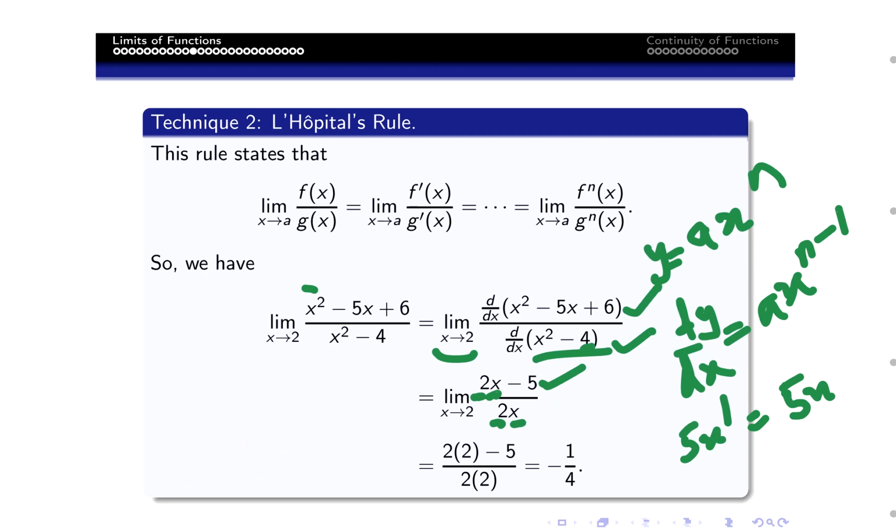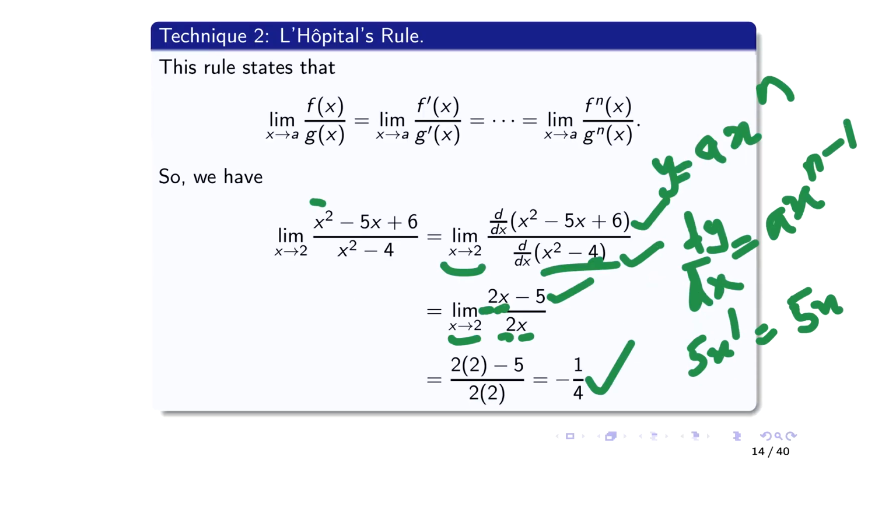So once you've differentiated this way, you keep putting the limit until you substitute. Once you substitute, you have 2 into 2 minus 5 over 2 into 2. So 2 times 2, 4 minus 5, that is minus 1. Then 2 times 2 is 4. So you still end up getting minus 1 over 4. So whether you factorize or you use L'Hopital's rule, you still get the same results, as expected. All right, so that is that. So we go for another example.